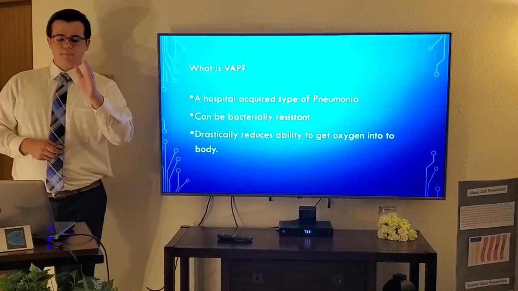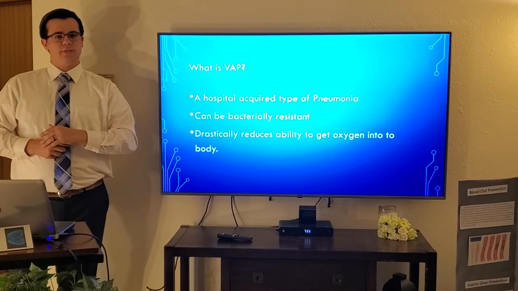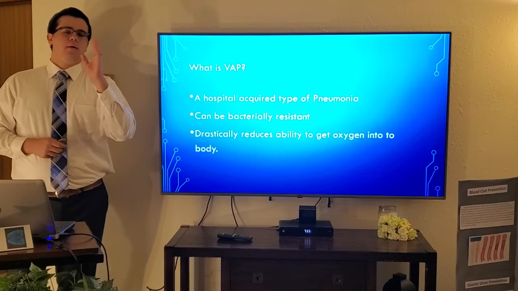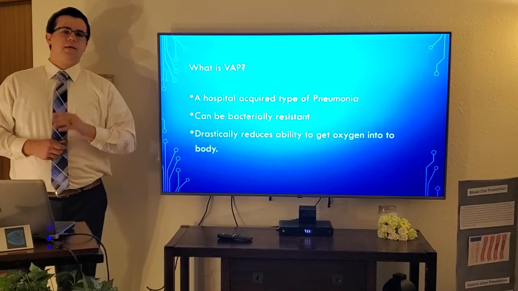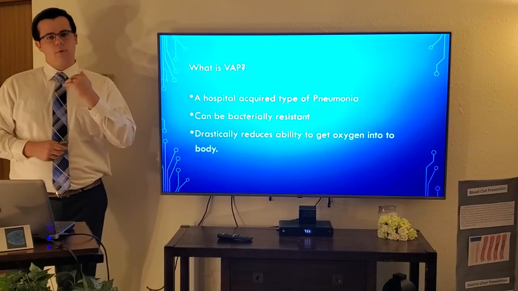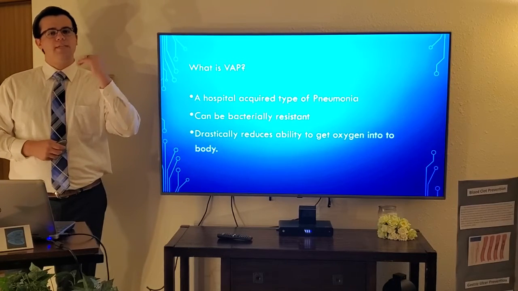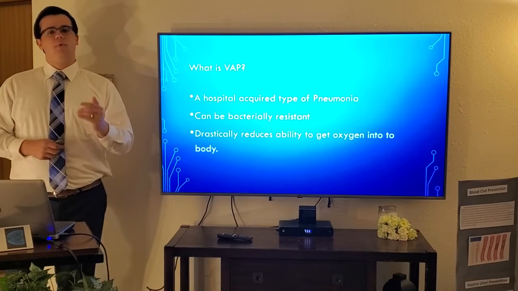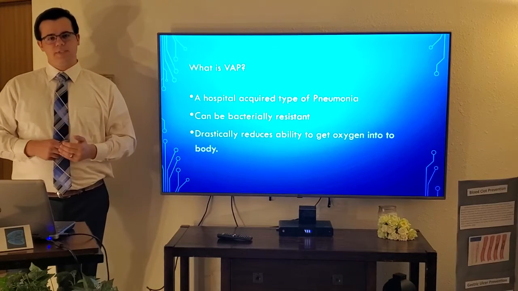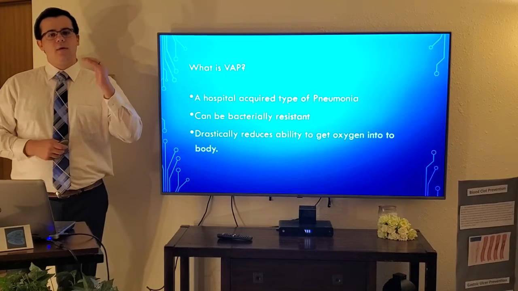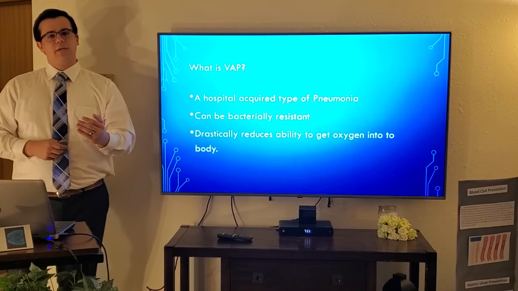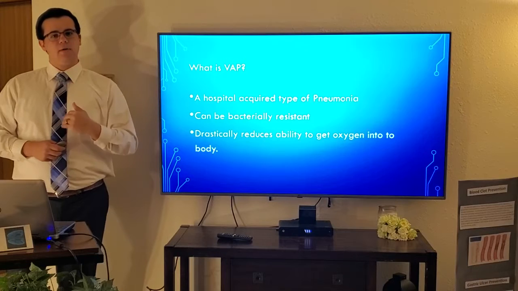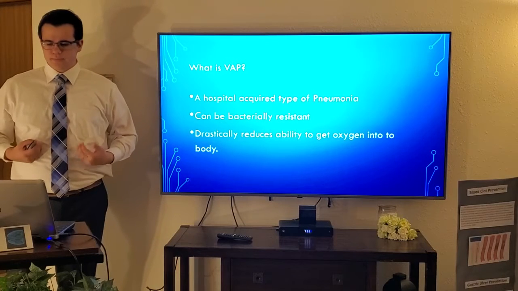How does mechanical ventilation cause VAP? Well, mechanical ventilation is a tube that they put down your throat to basically help you breathe when you can't breathe on your own. That tube breaks down the body's natural defense system and allows for bacteria over time to get down into the lower lobes of the lungs.